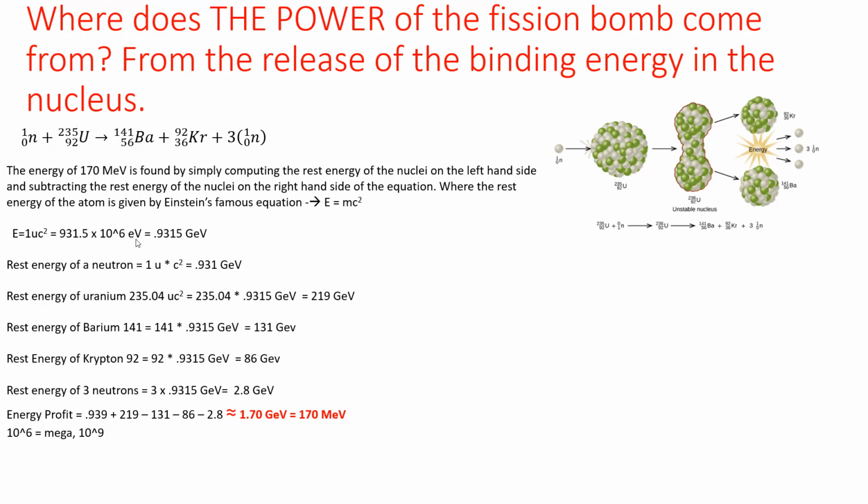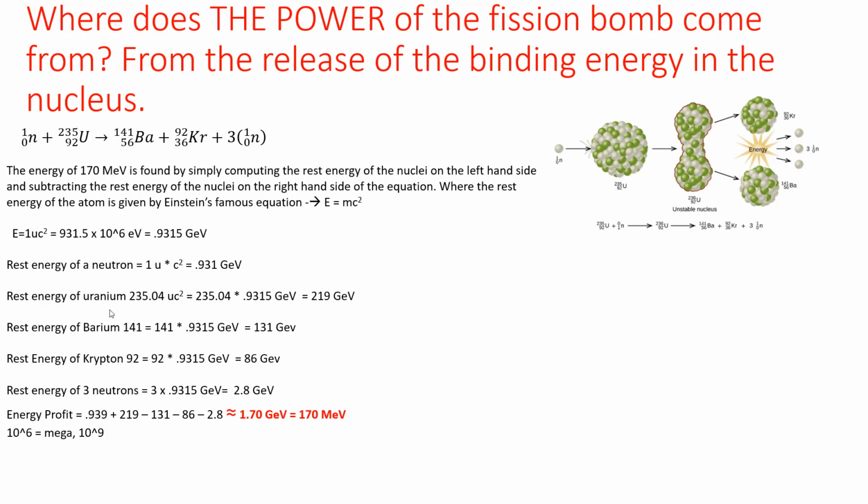Right here. That also happens to be 0.9315 giga electron volts. 10 to the 6 is mega, 10 to the 9th is giga, so I'm going to work with giga here. It's pretty simple, working with atomic mass units, because 235 is approximately the atomic mass units of uranium. It's the atomic mass number, which is the number of protons plus the number of neutrons. So the rest energy of a neutron, 1 atomic mass unit times c squared, is 0.931 giga electron volts.